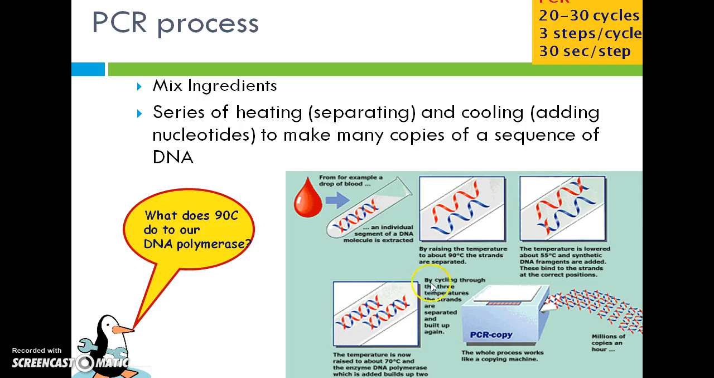We do this process 20 to 30 times, 3 steps per cycle. Each step takes about 30 seconds. So what we end up with is millions of copies of DNA each hour, just from one original copy.